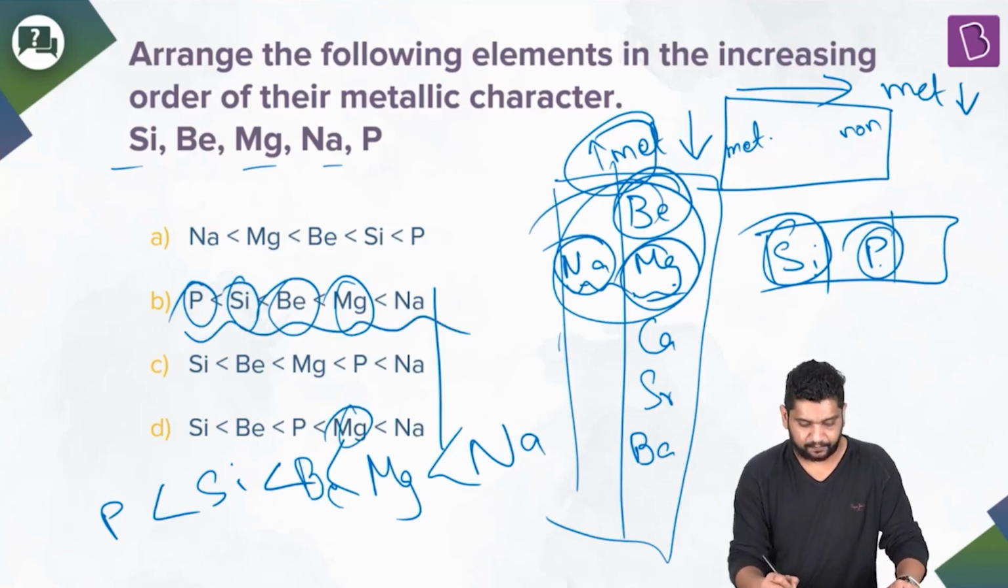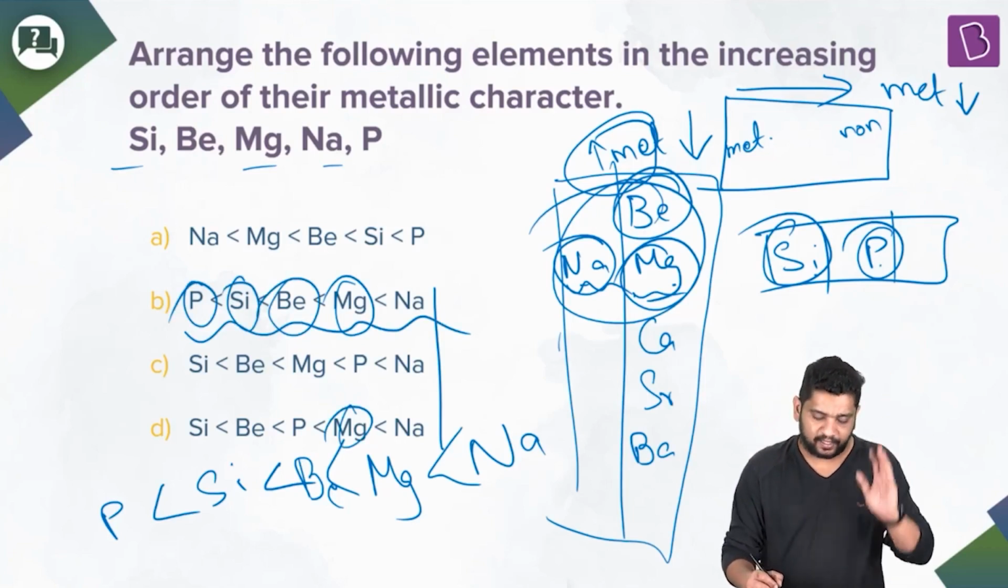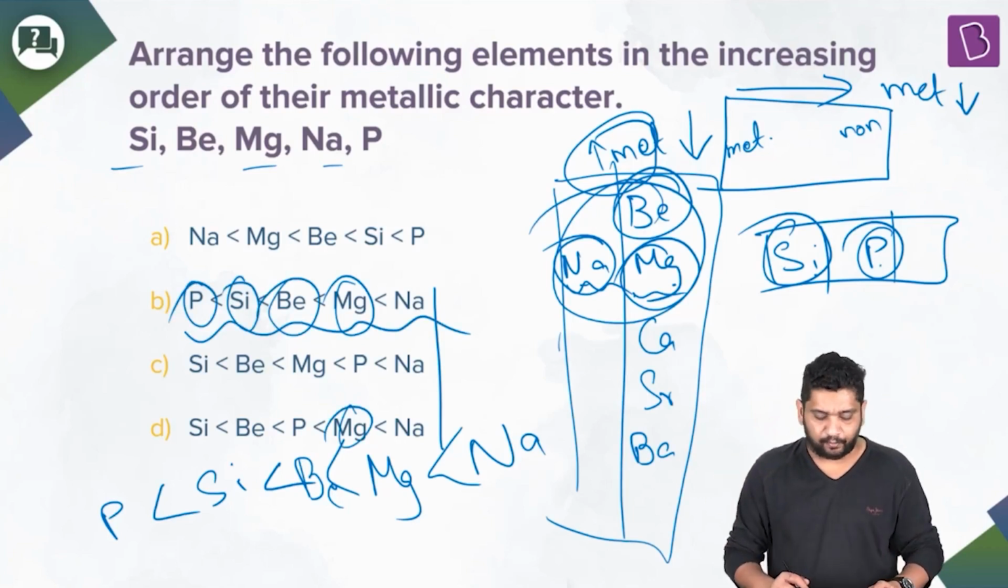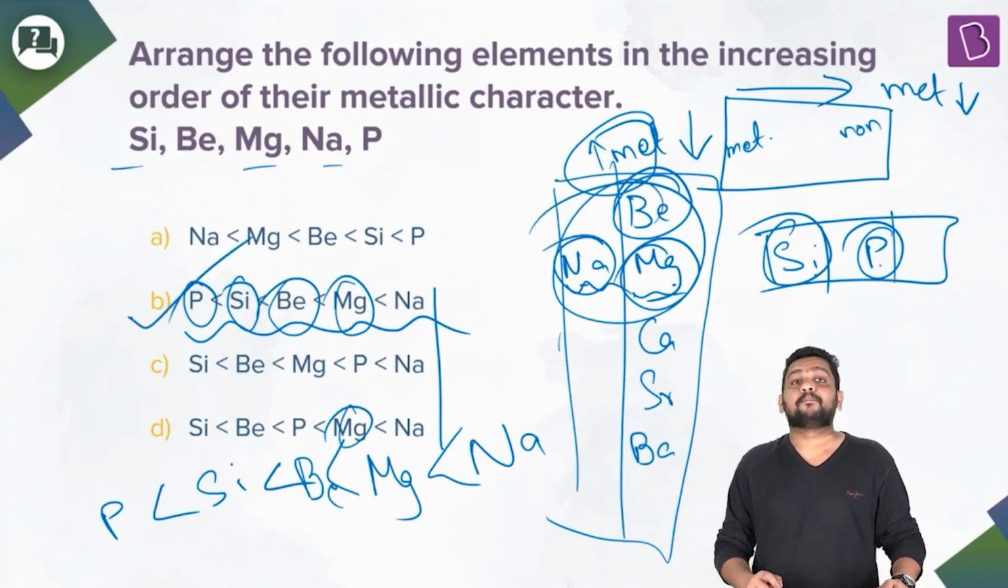So my final answer, right? So metallic character, remember, left to right decreases, top to bottom increases, right? Mostly it's followed more or less entirely like this. So yeah, our final answer is of course B option.